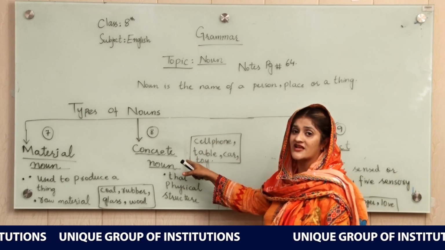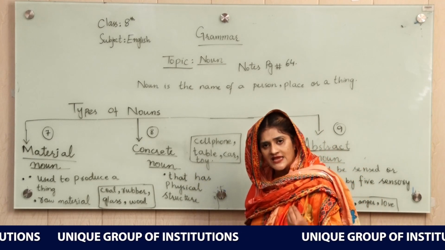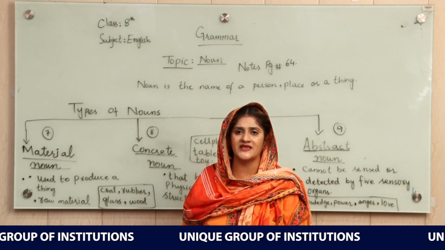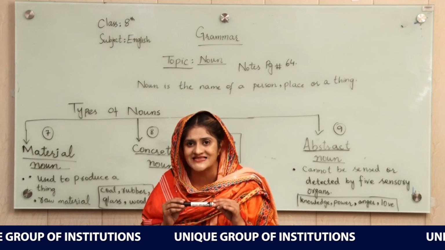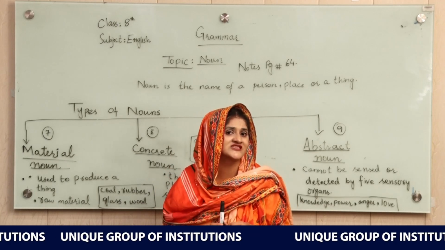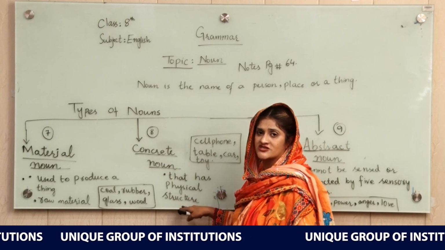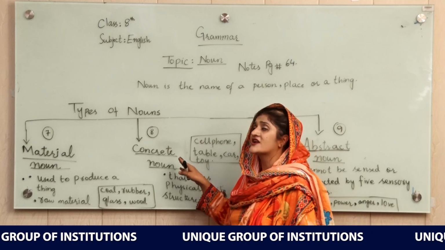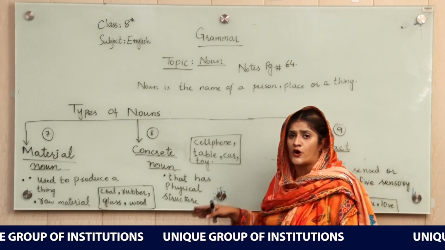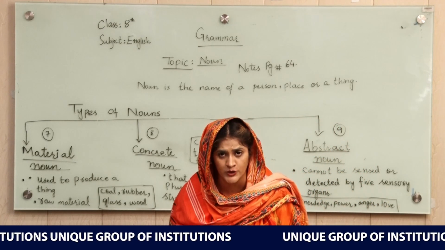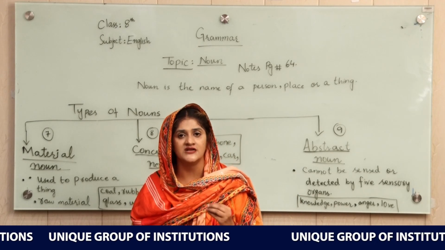So let's get started with concrete noun. Concrete noun is that which has some physical structure. Anything which has physical structure will come in the category of concrete noun. For example, I am holding a marker, so it has some physical structure. I can tell you the structure of this marker. Concrete noun examples can be cell phone, table, car, toy, anything placed in front of you which has some physical structure, it will come in the category of concrete noun.